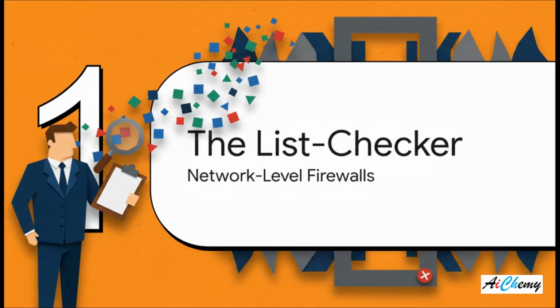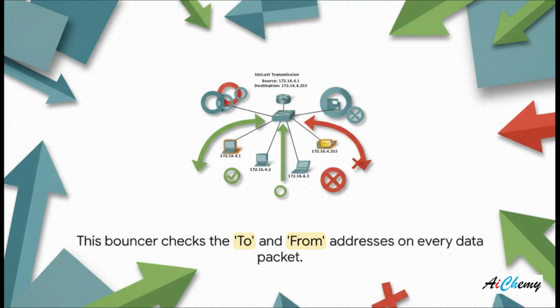All right, let's start with the most basic one of them all. We're going to call this one the list checker. Think of it as your classic no-nonsense bouncer whose one and only job is to check the guest list. So this list checker, its main gig is something called packet filtering, and it's exactly what it sounds like. It looks at every single tiny packet of data and just checks two simple things. The from address, that's the source, and the to address, that's the destination. If those addresses are on the approved list, boom, the packet gets in. If they're not, it's denied.